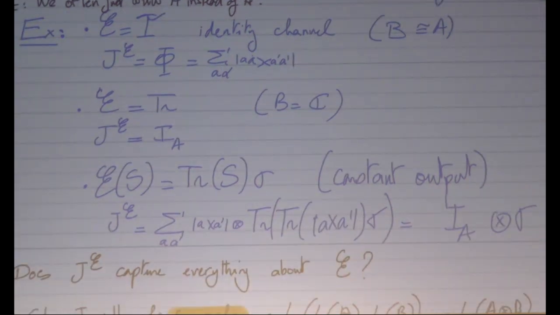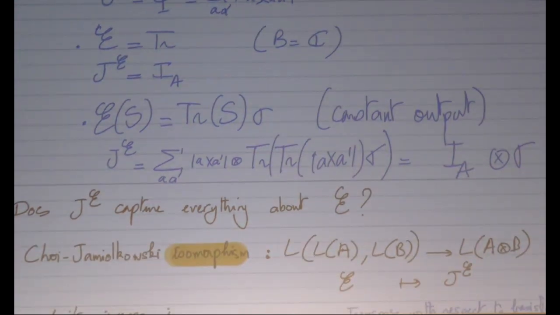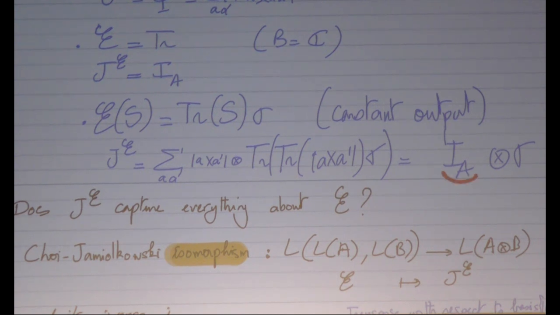If E is just doing the trace, a valid linear operator, then in this case the Choi operator is just the identity. And if, for example, the channel is just outputting some constant sigma after taking the trace, then the corresponding Choi state is the identity on A.